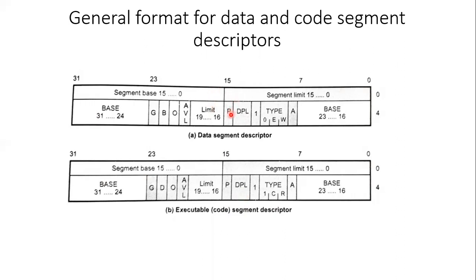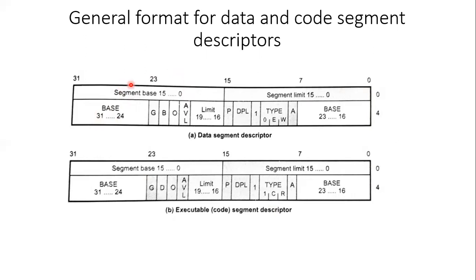Then we'll come to the P bit. P bit is nothing but the present bit. So we have covered over here 0 to 15. The first 16 bits of the data segment descriptor and the code segment descriptors are slightly different with respect to the type field.